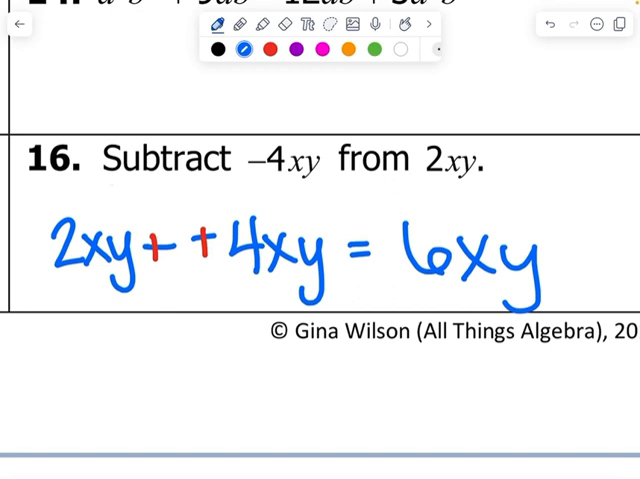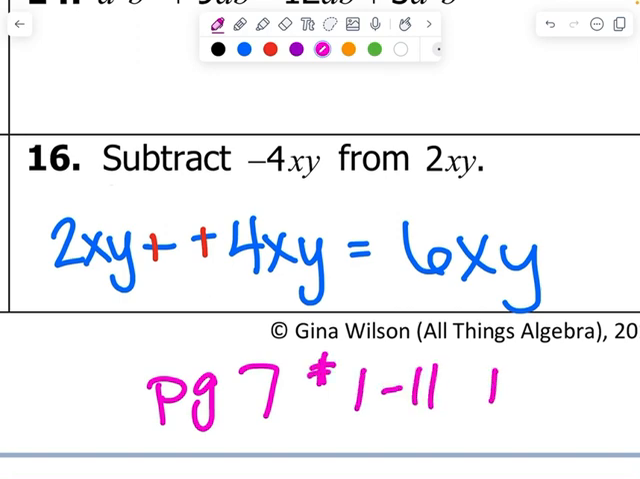What I want you to do is turn to page 7, and on page 7, numbers 1 through 11 are going to be your homework, and I do expect you to show your work and check your answers after you complete it.